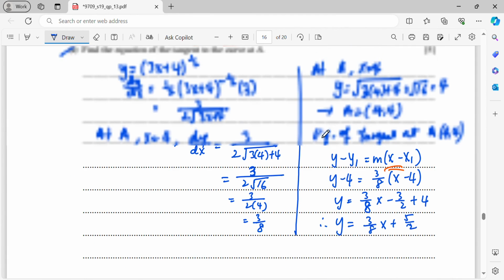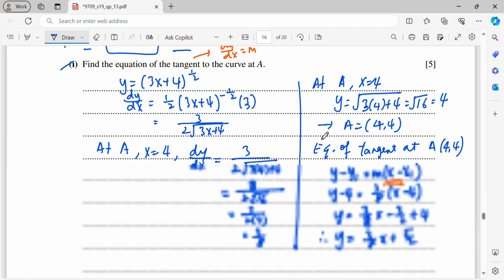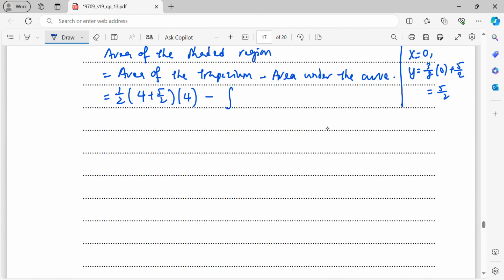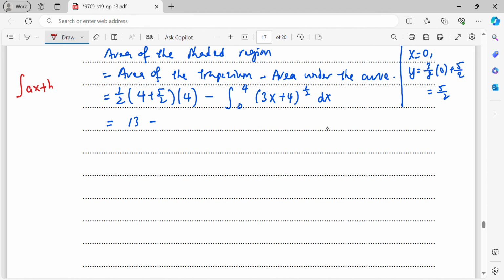So area under the curve is basically you integrate the graph from 0 to 4. So now I will integrate from 0 to 4 the graph, which is 3x plus 4 to the power of half dx. For the first term, the total here is 13. Then minus, for the integration, just apply this formula.